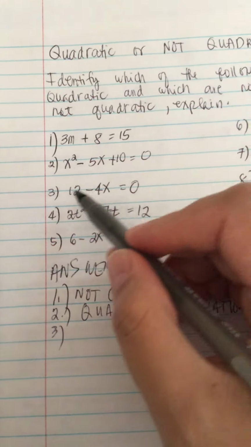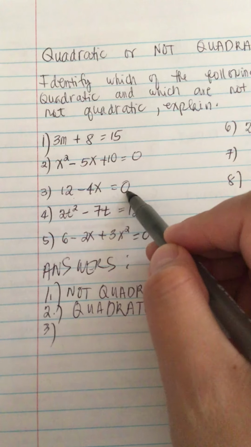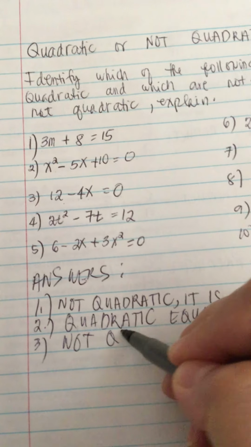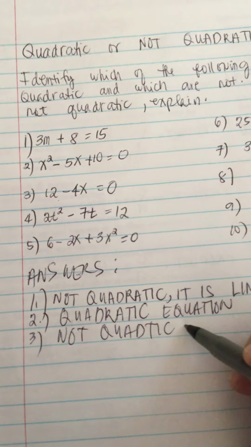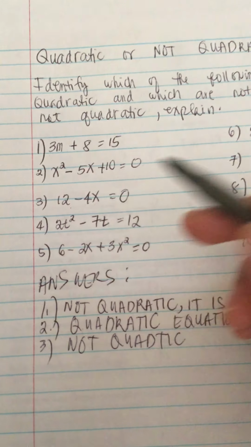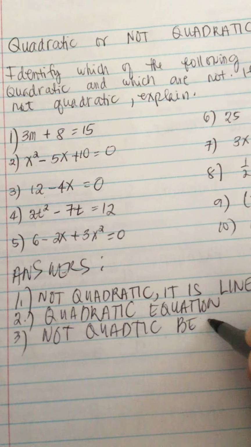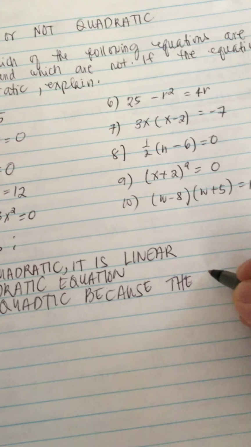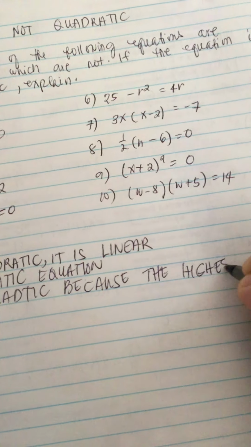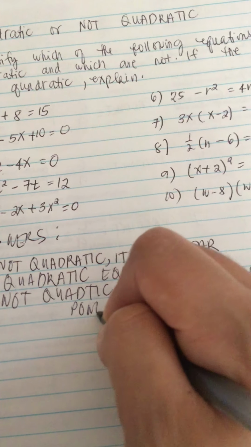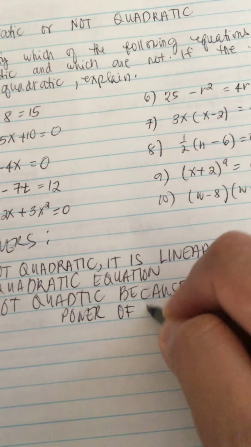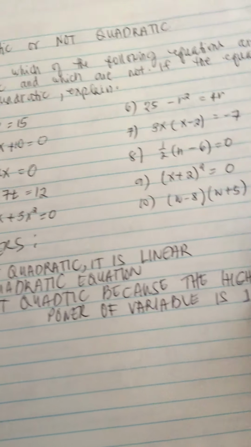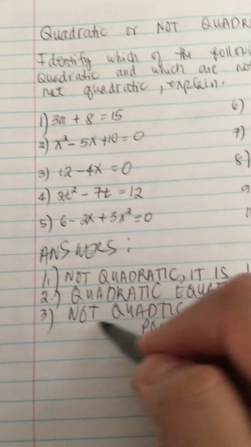So number 3, 12 minus 4x equals 0. This is not a quadratic. So not quadratic because the highest power of x is 1. So because the highest power of the variable is 1.